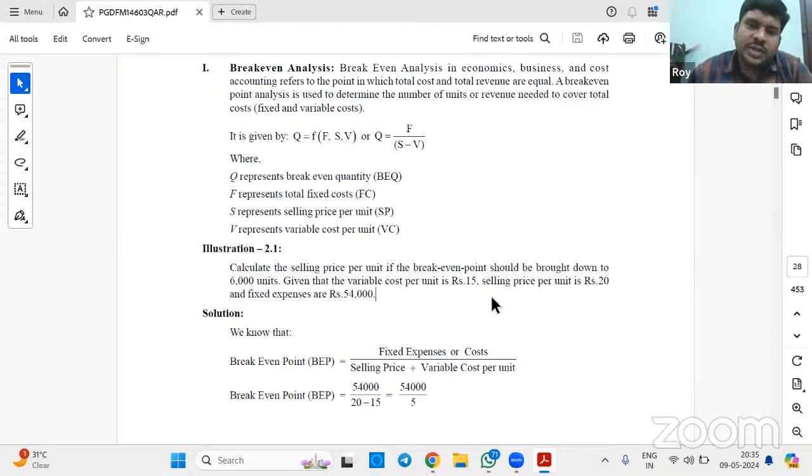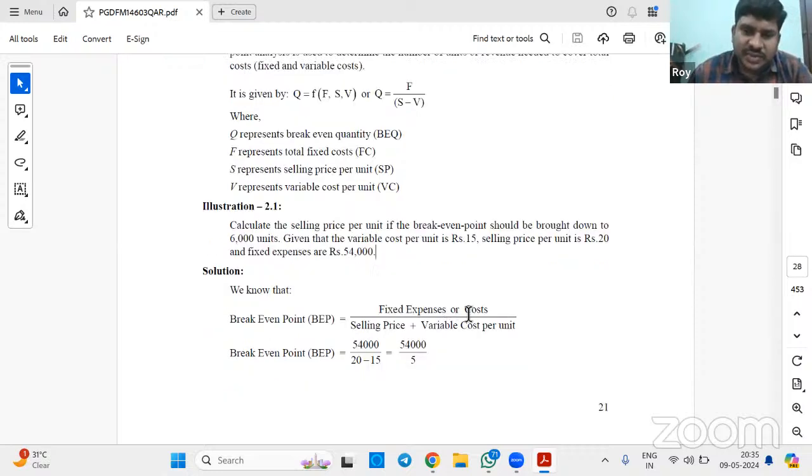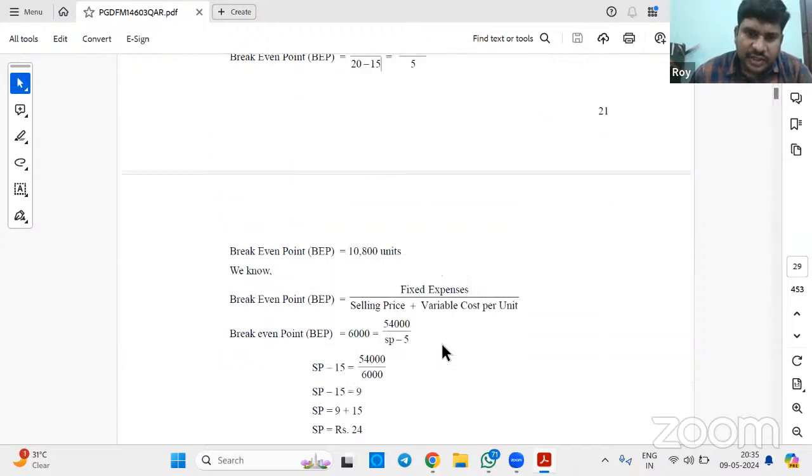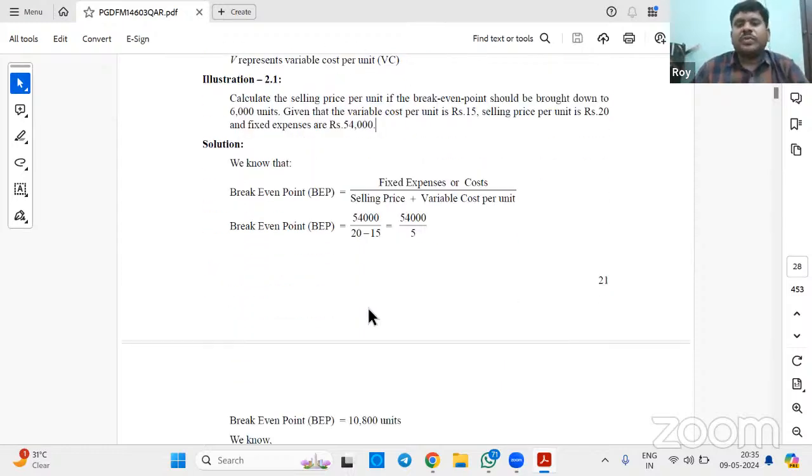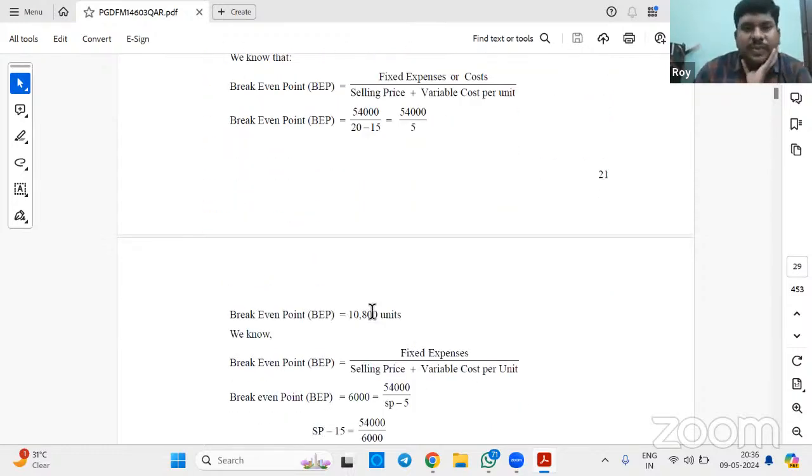Right, and how should I do this? See, very simple. Fixed expenses, or the cost, 54,000, divided by selling price minus variable cost, that is 54,000 divided by 5, I got 10,800 units. See this? When you sell these 10,800 units, then only you will get this 54,000 back. This point we call the break-even point.